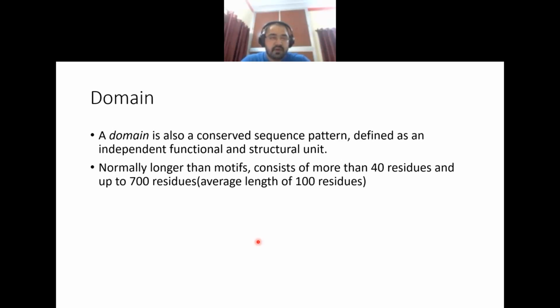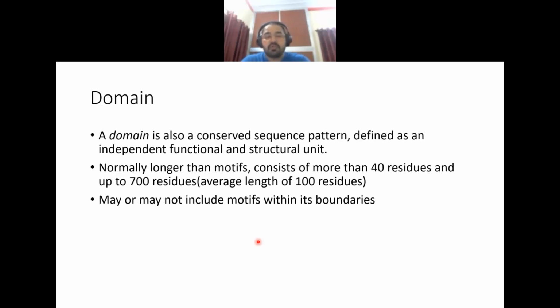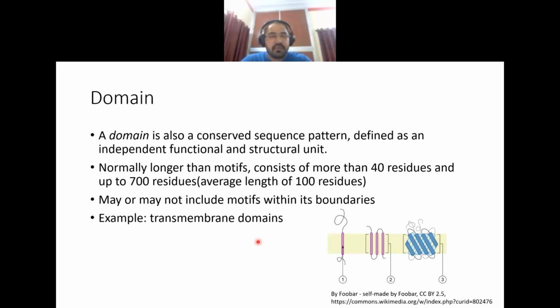So they are usually larger, up to 700 amino acids, and they may or may not include motifs within the context. For example, these are transmembrane domains. Even if I chop off this area and this area, this domain can still interact with the lipid bilayer. So domains are independent. Domains can function as an independent unit.